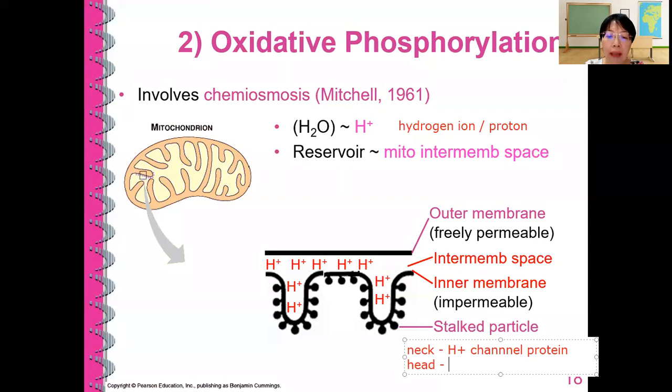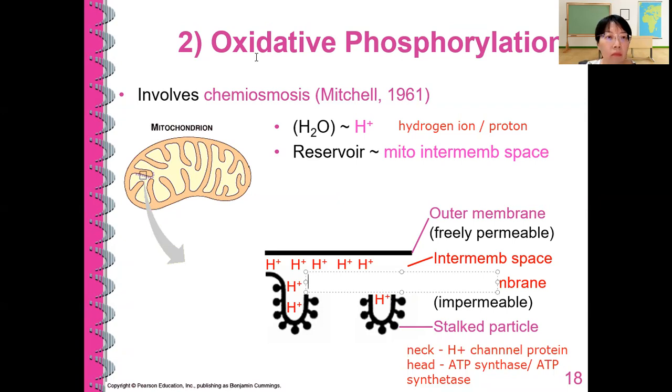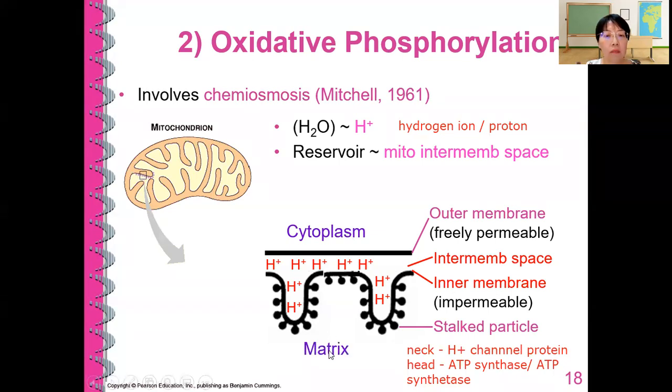And the head part is an enzyme called the ATP synthase, which is also ATP synthetase. Okay, ATP synthase is the short form, or ATP synthetase. Both are correct. So this is my stalk particle. So this is cytoplasm here, outside the mitochondria, and this is matrix inside the mitochondrion.